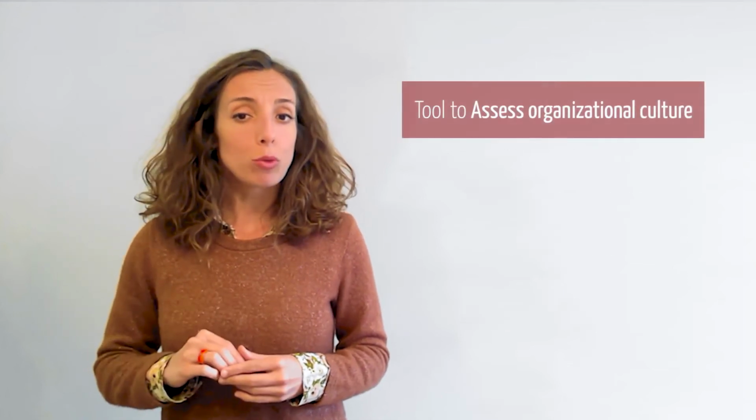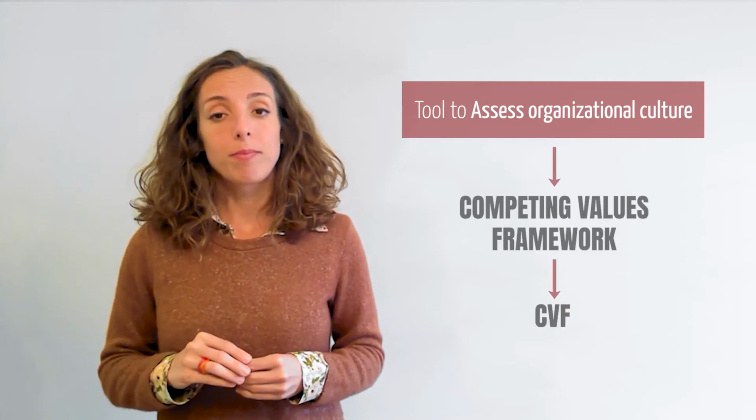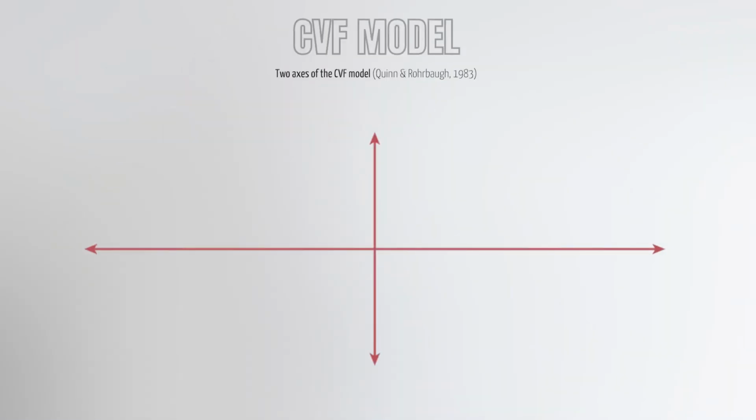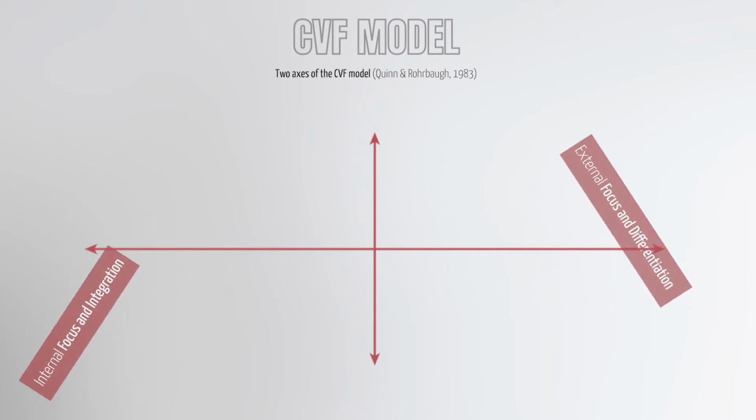A well-established tool to assess organizational culture is the competing values framework. In a simplified version, this appears as a four-quadrant scheme that evaluates organizational culture effectiveness based on two main axes. The X-axis represents the focus of an organization. To be successful on the market, some organizations focus inwards on improving the efficiency of their internal processes, while some other organizations focus on competition and rivalry strategies outwards.